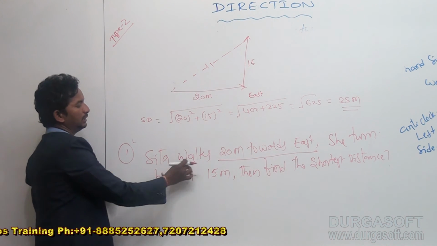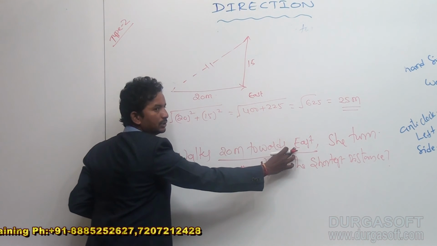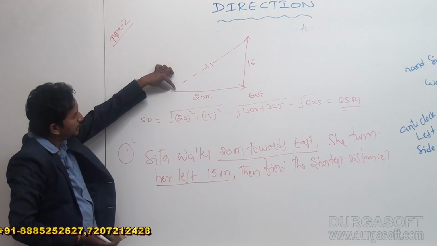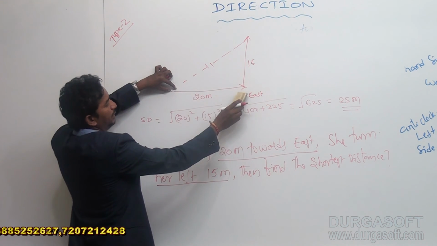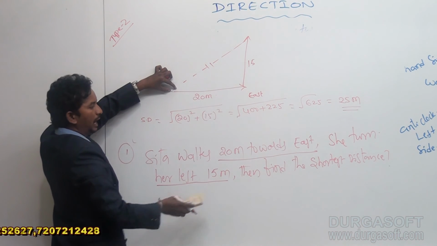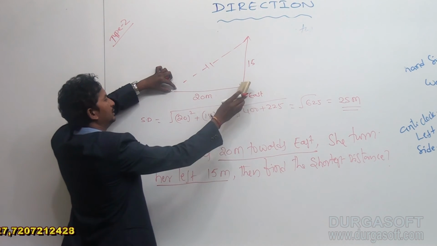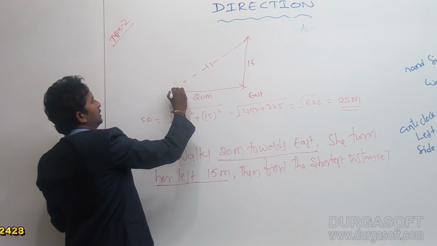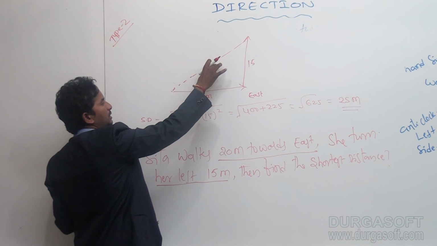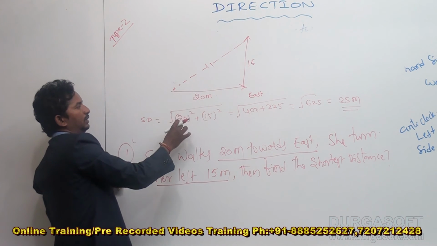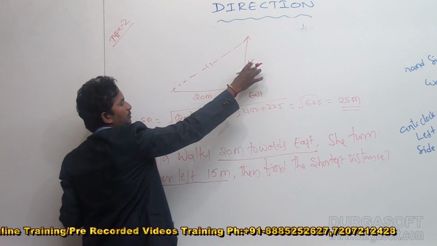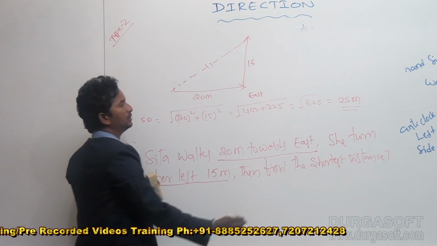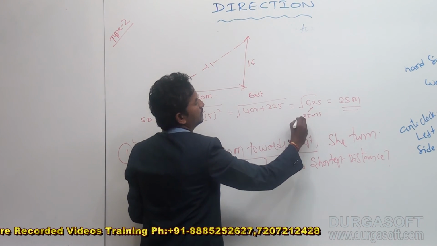See the problem? Sita walks 20 meters towards the east. She turned her left, 15 meters. Here Sita walks 20 meters east, and again she turned her left, nothing but again going from east to north. Now this is the shortest distance. Apply the Pythagoras rule: the square root of 20 square plus 15 square is equal to the square root of 625, which can be written as 25 meters.